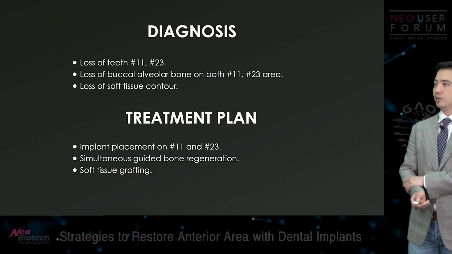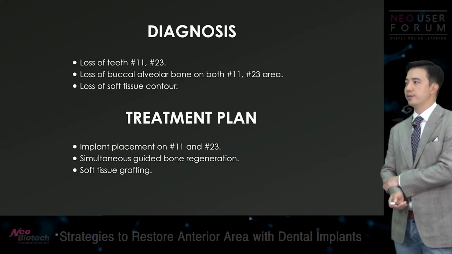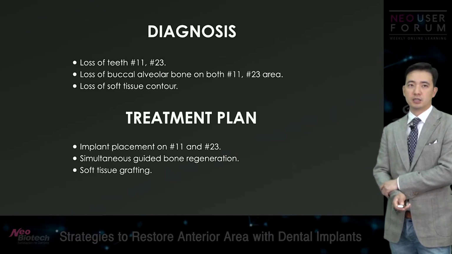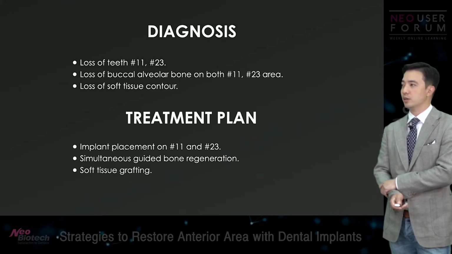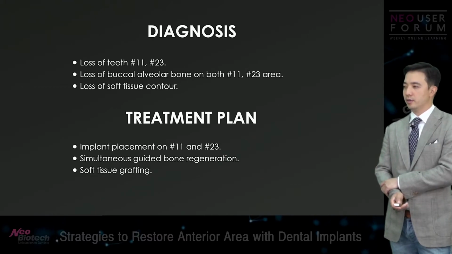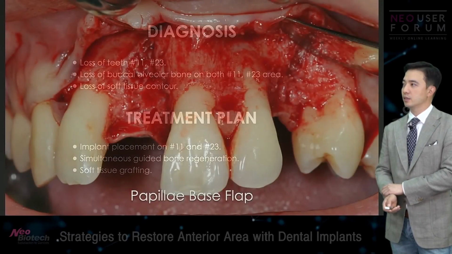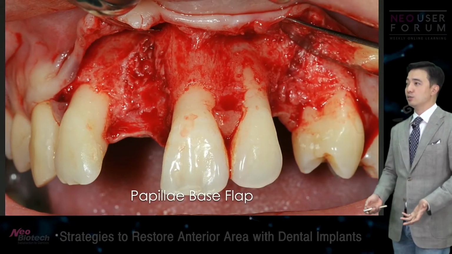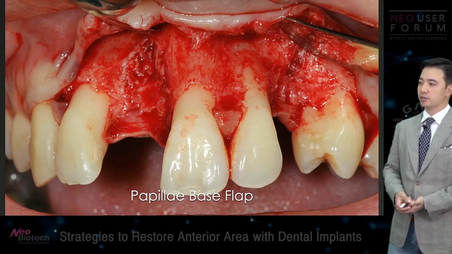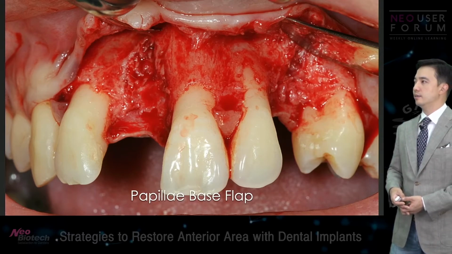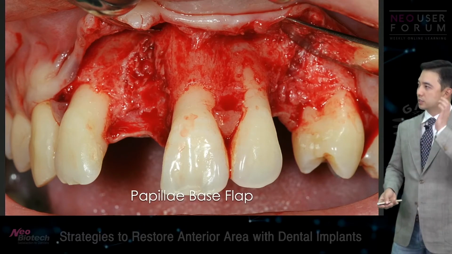So the treatment plan was to place implant with simultaneous GBR, okay? And also I considered soft tissue grafting because of the marked recession. So this time I had to open, I didn't have really other choice because I had to do massive GBR and all that. But yeah, so this is how it looked.